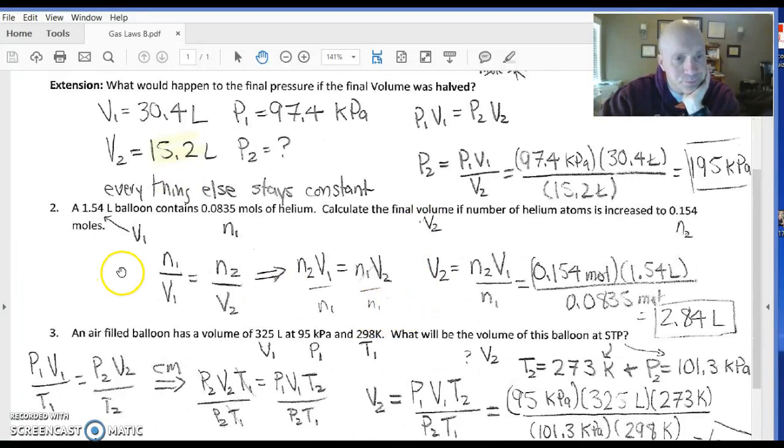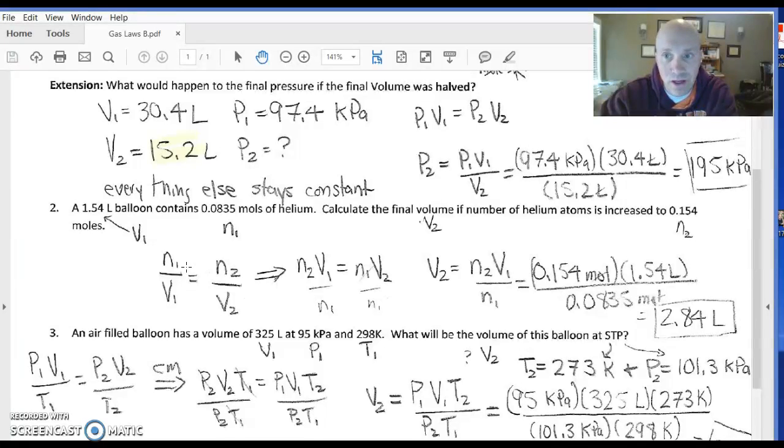All right. In this problem, when you see 154 liters, that's a volume. All right. It contains this many moles. That's an n. All right. Calculate the final volume. That word final indicates that there's a before and after. And we've got this as a final number of moles. All right. This is a direct relationship problem.